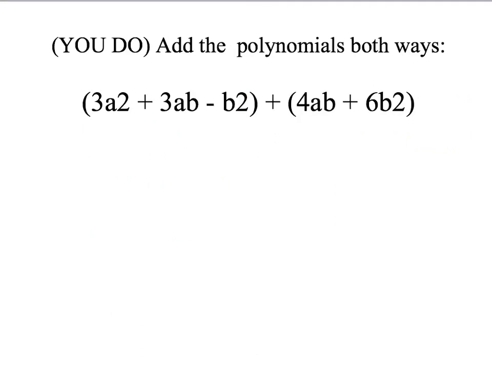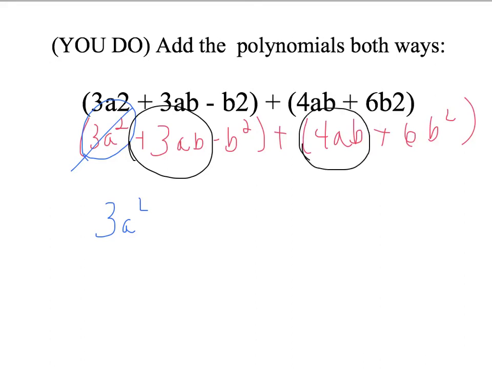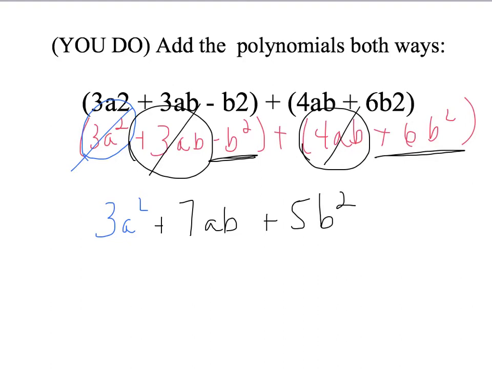Okay, so pause the video for a moment and try these on your own. Okay, so I'm going to go ahead and rewrite them because the squared came out weird. Here I'm adding, so I see that I have 3a squared. Is there another a squared? Nope, so it's just 3a squared. Then I have 3ab plus 4ab, so I have 7ab. And then the last terms, here I have negative b squared plus 6b squared, so I have plus 5b squared. Okay?